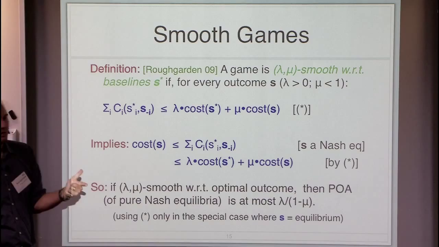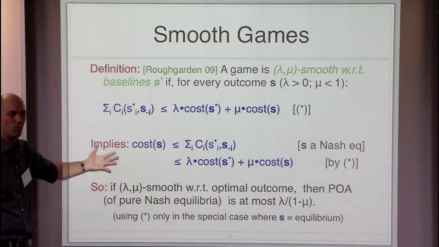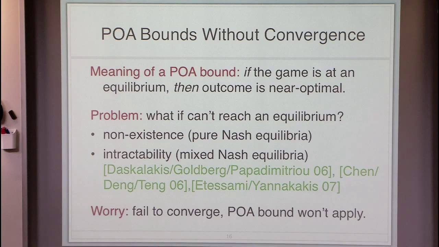What about the implications? Why should you care if a game satisfies this condition? I mean, it gives you a bound on the price of anarchy of Nash equilibria, but we didn't need the stronger condition for that, right? So what use is having the stronger condition? So to answer that question, let me mention sort of a different research agenda that this dovetails with, which there was a lot of nice work on about 10 years ago.